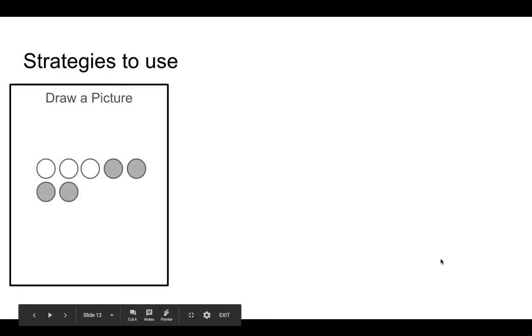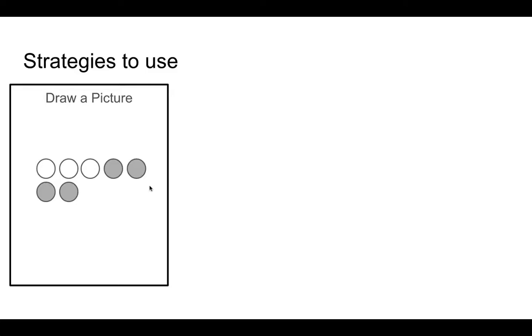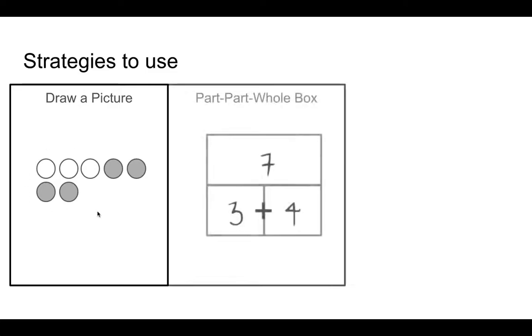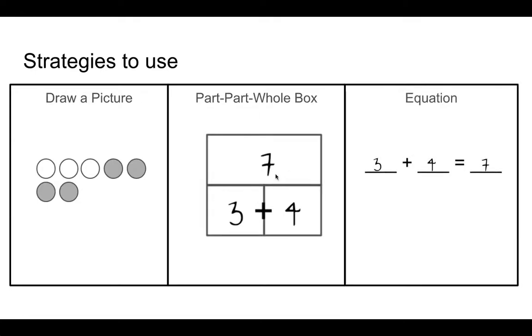So the strategies that we went over today were to draw a picture. Remember, we're just drawing simple pictures with circles or dots, nothing fancy. We can use a part-whole box where we do one part that we know, the other part that we know, and try and put them together to find the whole all together. And finally, we use an equation. We can use one part over here, the other part together, and when we add them, we have the whole over here. So those are 3 ways that you can solve story problems. It's always a good idea as mathematicians to use more than one strategy to check yourself. That way you know that you are for sure right.